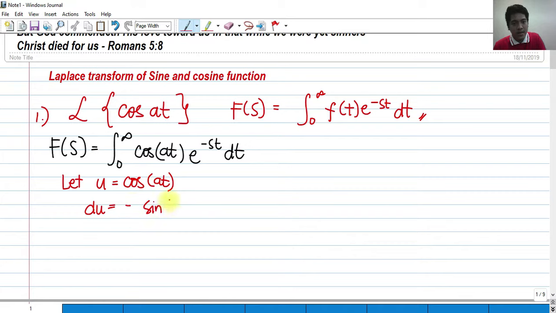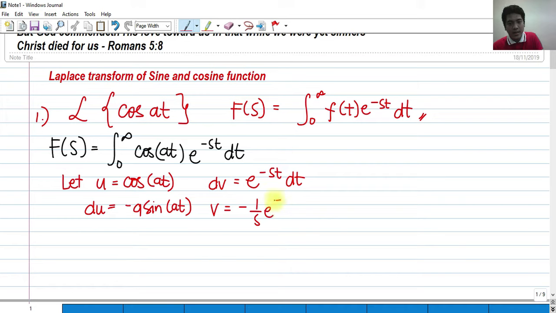Negative sine of at, but the derivative of the inside function with respect to time would be a, so this would be multiplied by a. So negative a sine at. And we have the dv, of course, e raised to negative st dt. To get the integral of this, that is v is equal to negative 1 over s e raised to negative st. How did we get that?